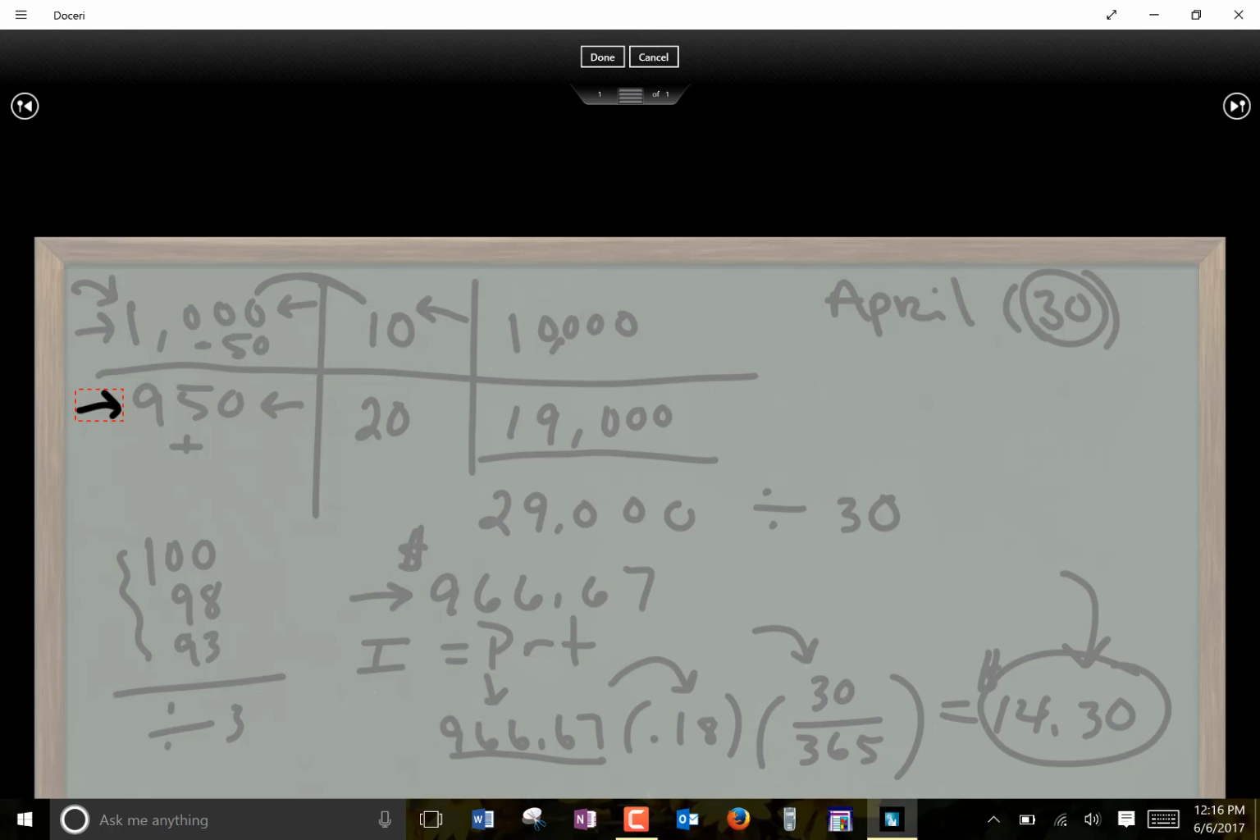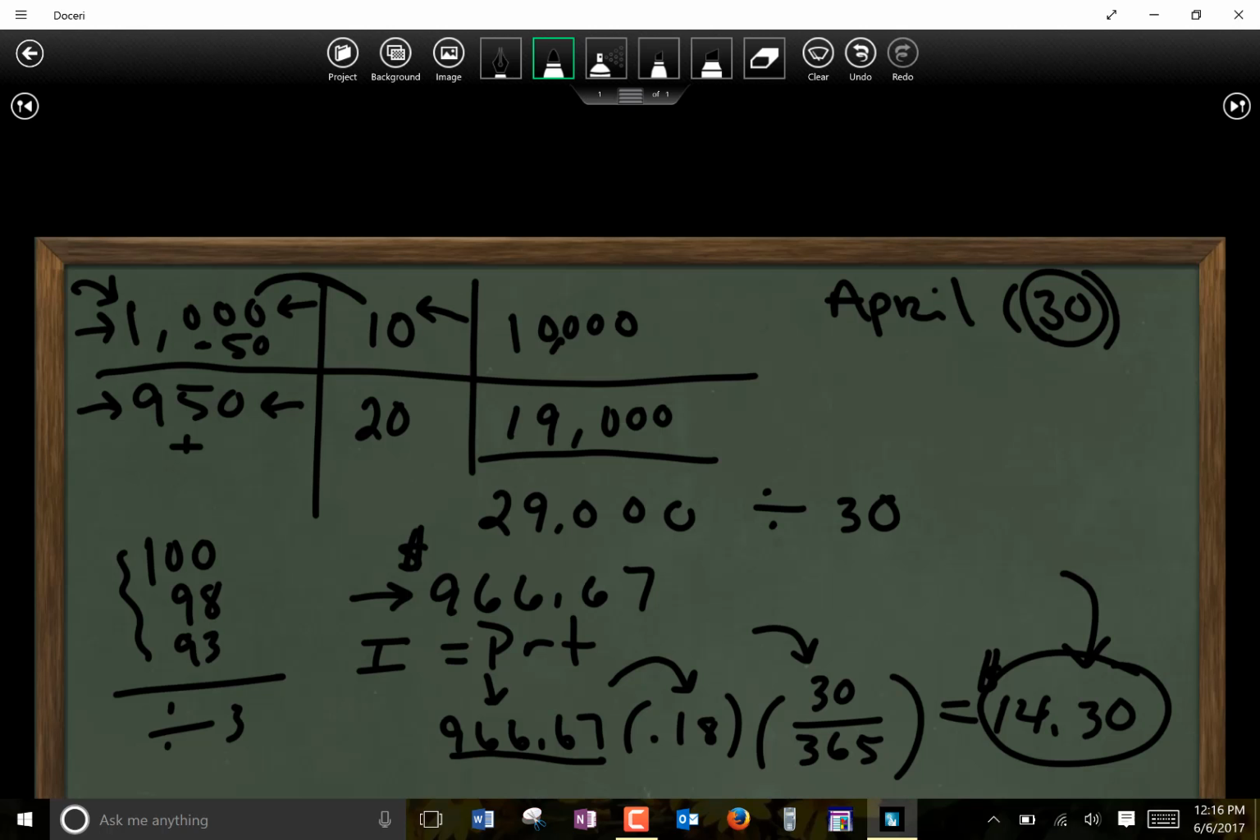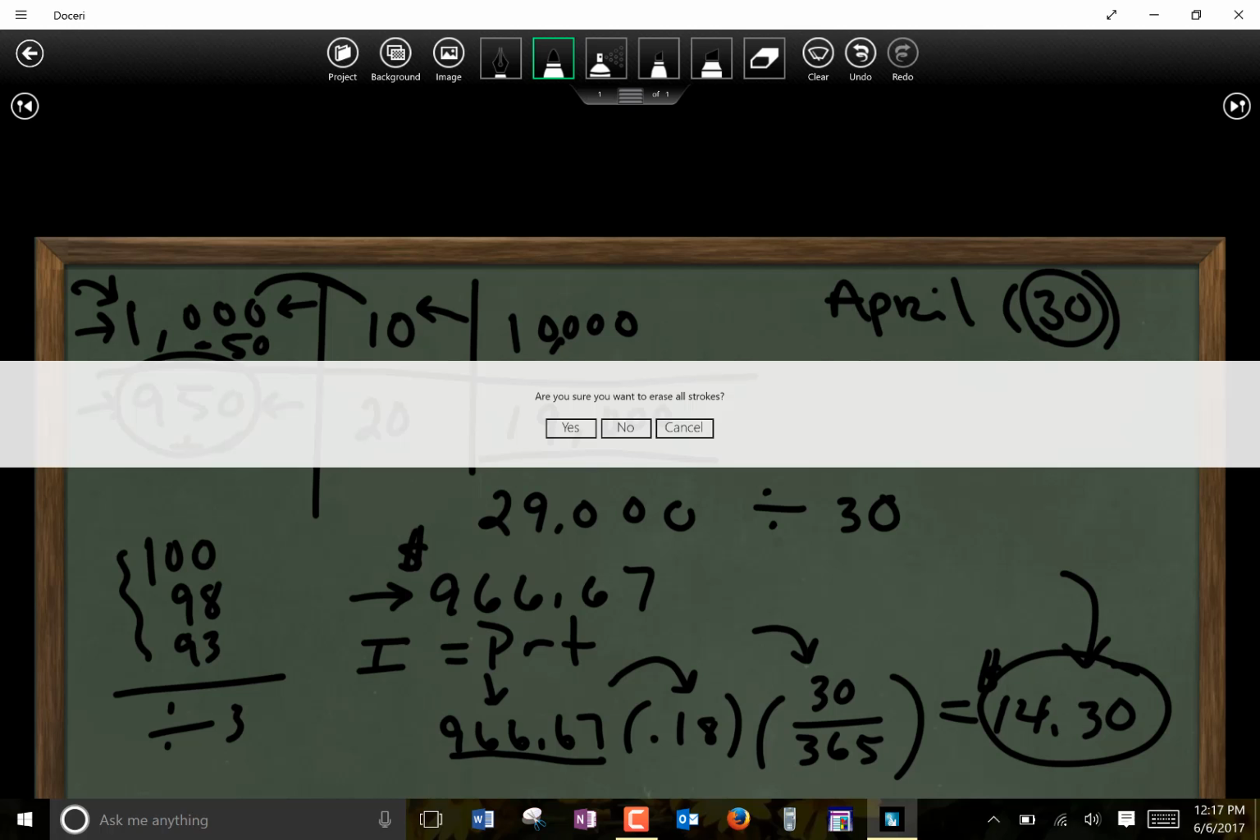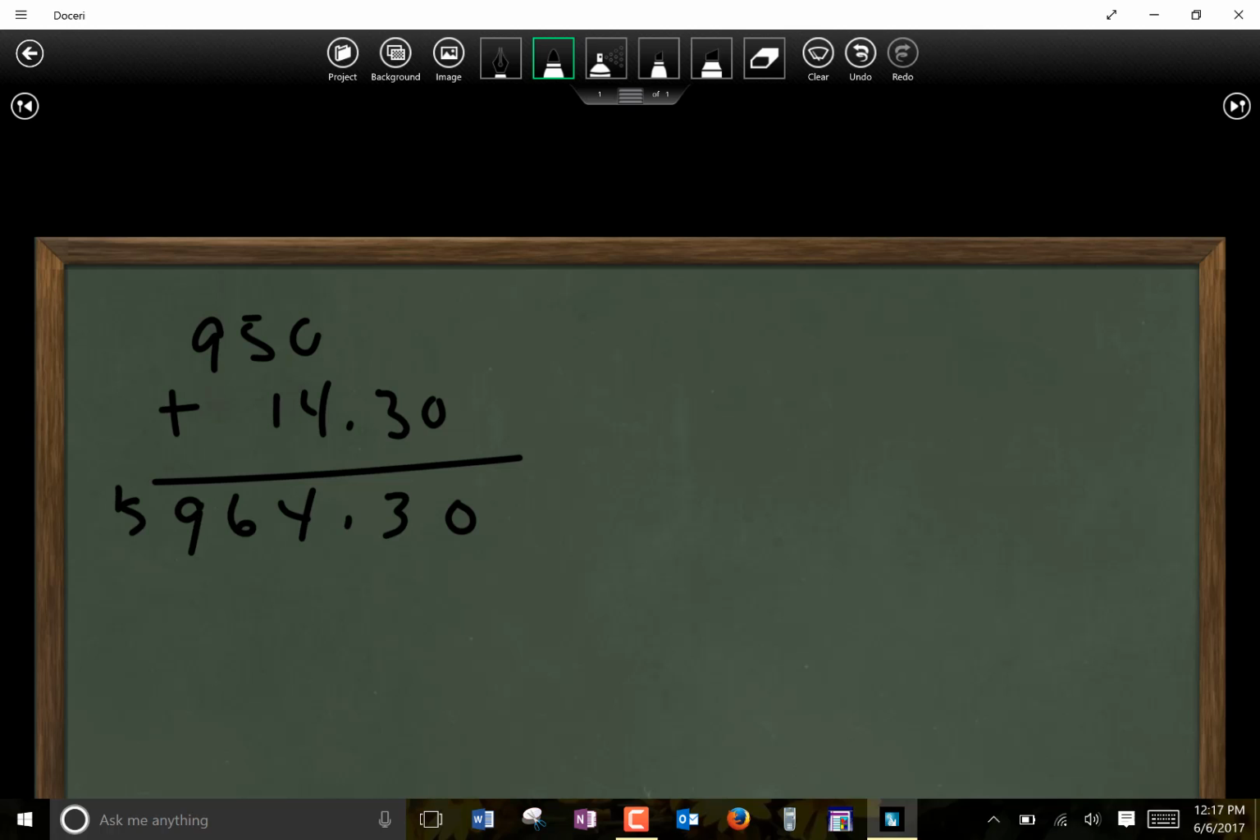So if we take that $950, which is the last thing that we owed, and we add our interest to it, so $950 plus the interest that we calculated, which was $14.30, our new balance would be $964.30. So if I ask you for the interest, this is the answer. If I ask you for the new balance, this would be the answer. And that's how you deal with average daily balance.